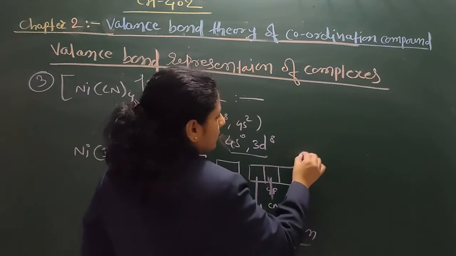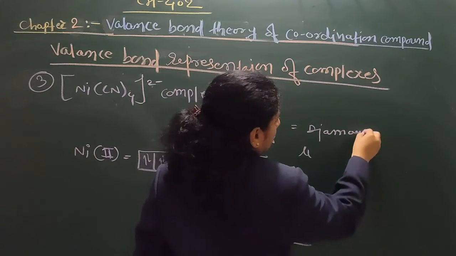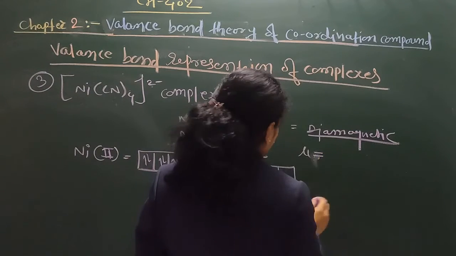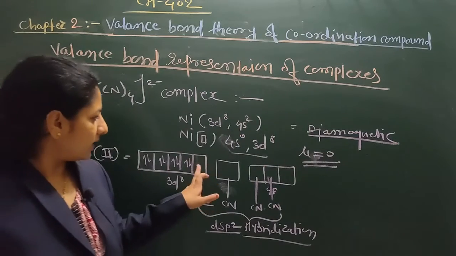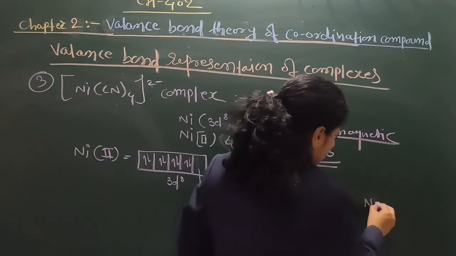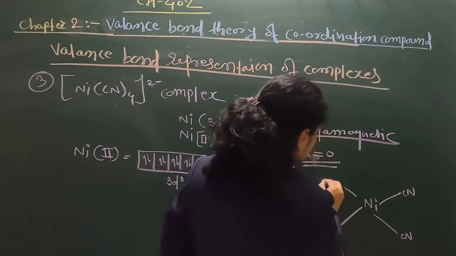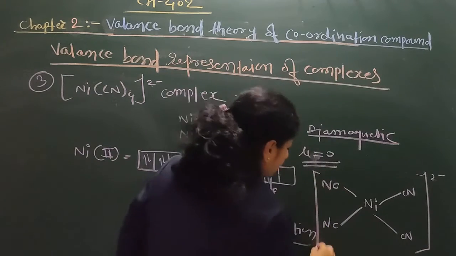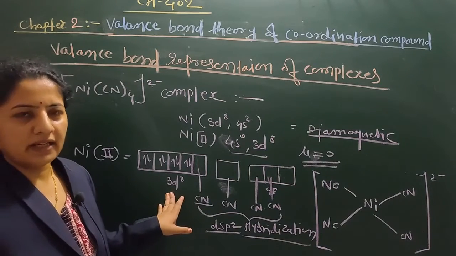There is no unpaired electron, so the complex is diamagnetic. Mu, that is the magnetic moment, is 0. For diamagnetic the mu is 0 because there is no unpaired electron here. And as we know, this has a square planar shape. So this is the general representation for nickel tetracyanide.